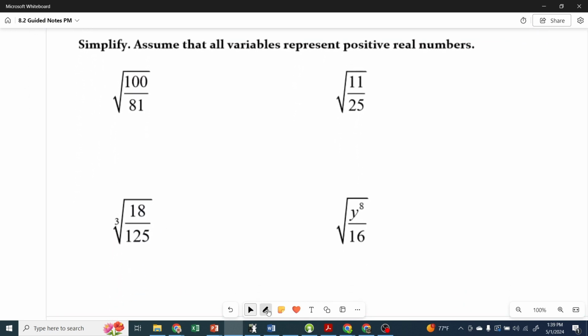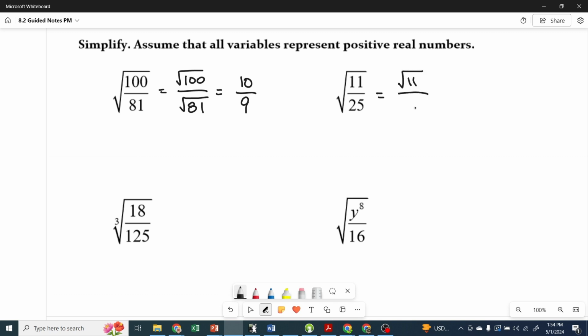Okay, so we're going to simplify these. So this becomes equal to the square root of 100 over the square root of 81. Well, 100 being a perfect square, the square root is equal to 10, and the square root of 81 is equal to 9. Okay, so for the square root of 11 over the square root of 25, take those apart. We don't know what the square root of 11 is, but that's okay, because the square root of 25 is 5, and we're simplified.